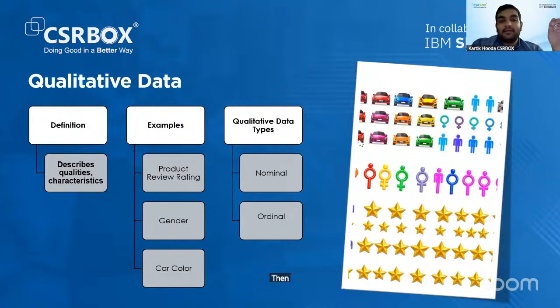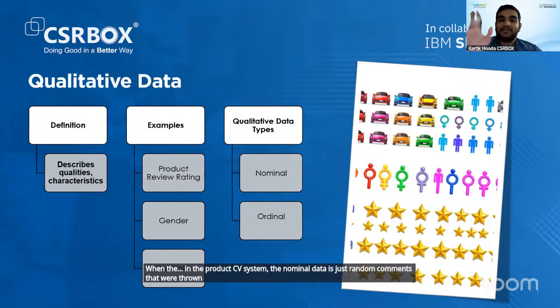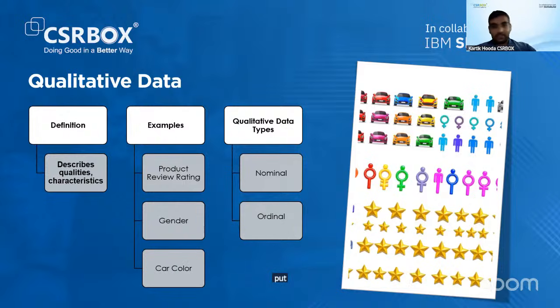Then qualitative data is also of two types, nominal and ordinal. The product review system serves as a very good example. In the product review system, nominal data is just random comments that were thrown here and there. And ordinal data is when we put up a question to the customers, like how was your experience using this particular thing, and you give five options: very bad, bad, okay, good, very good.